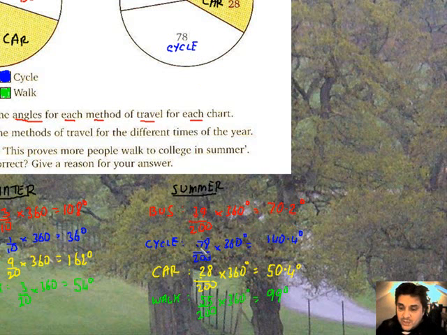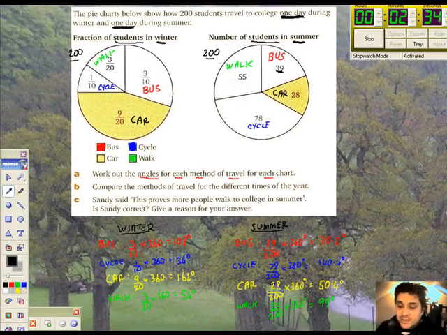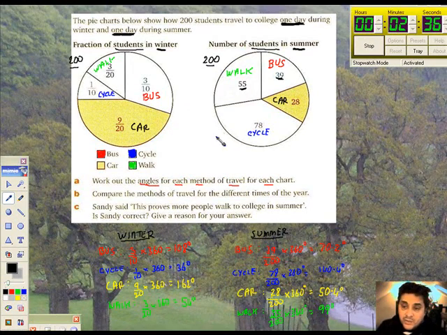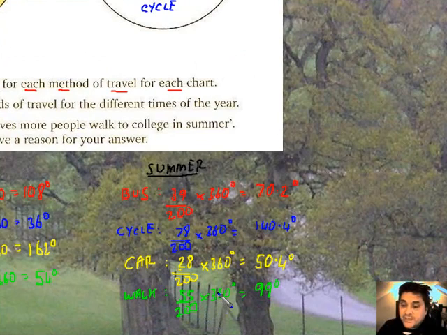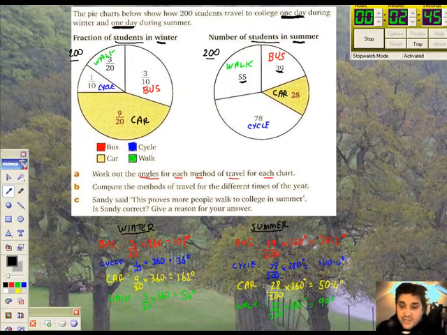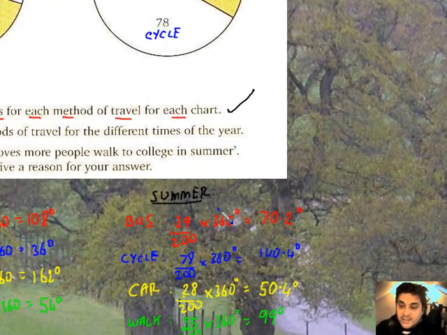Those who cycle, it's 78 out of 200 times 360 gives us 140.4 degrees. Those who use the car, 28 over 200 times 360 gives us 50.4 degrees. And last of all, those who walk, it's 55 over 200 students times 360 gives us 99 degrees. So we've done those 8 calculations, so that part is done. Again, you can just study that in your own time.